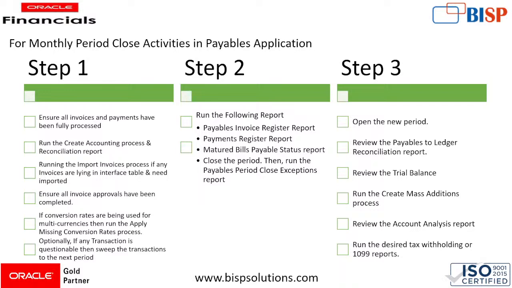Next, review the payables to ledger reconciliation report. This will show anything that could have slipped through the cracks while running through the previous steps, and as mentioned before, it will allow you to drill down and see what the exact issues are. Review the trial balance. There are a few other reports that can be run for reconciliation. They are listed in the period close folder in the reports and analytics work area.